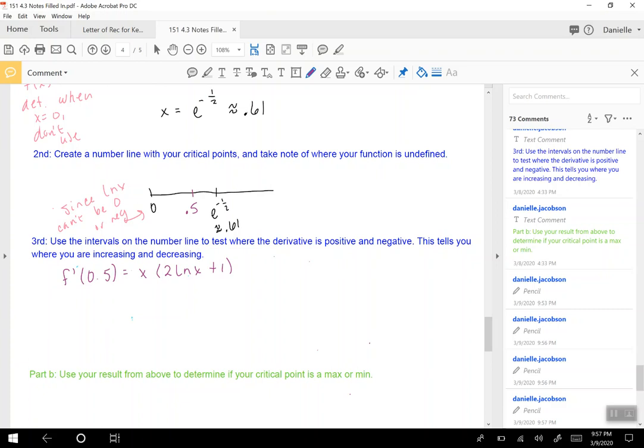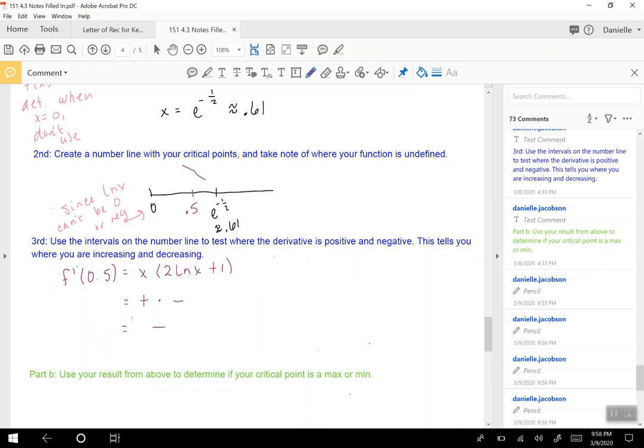So if I have positive 0.5, I know this x is positive, and I'm multiplying it by 2 times the natural log of 0.5. The natural log of 0.5 is negative 0.69. If I multiply that by 2, I get negative 1.386. Adding 1, I'd get a negative here. So a positive times a negative is a negative. That means in this area of the graph, my first derivative is negative, so I know that it's decreasing. It's going to look something like that, obviously not exact, but it gives us an idea. So our first derivative is negative there.